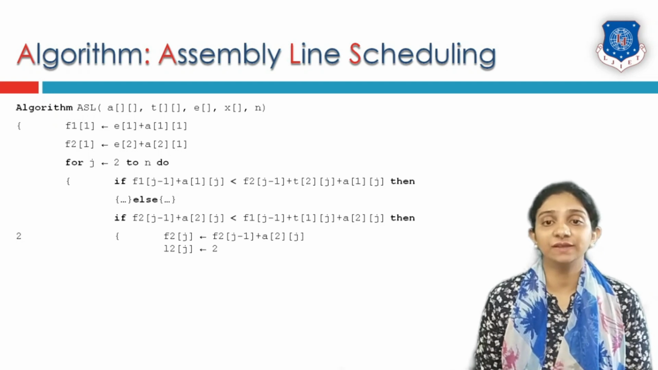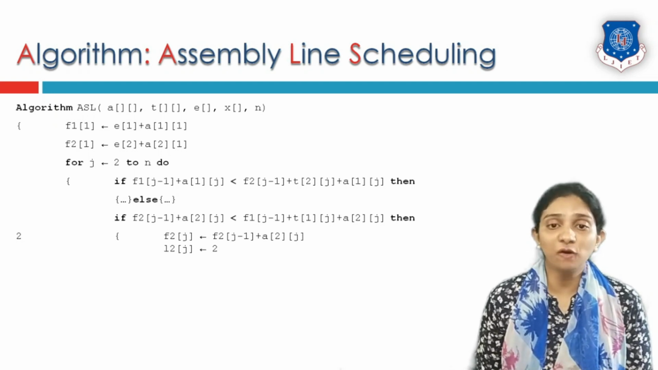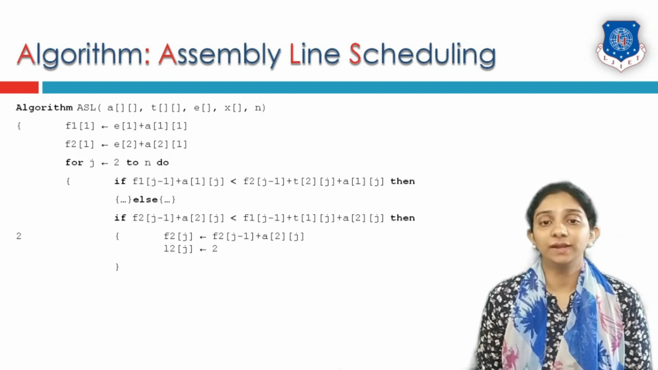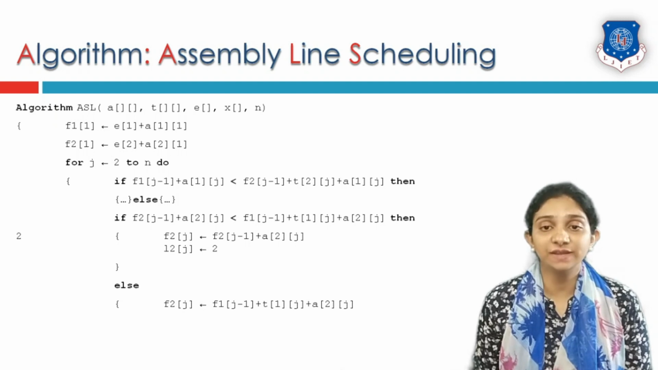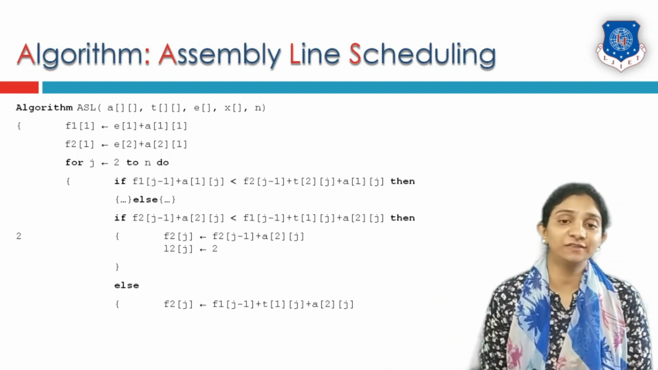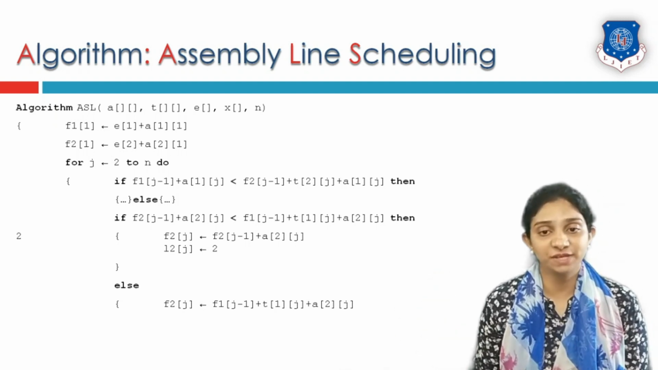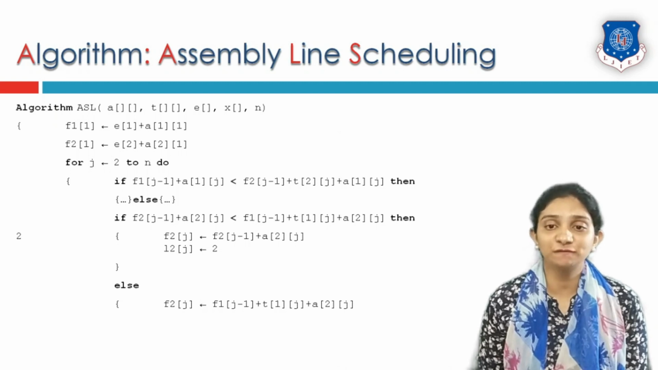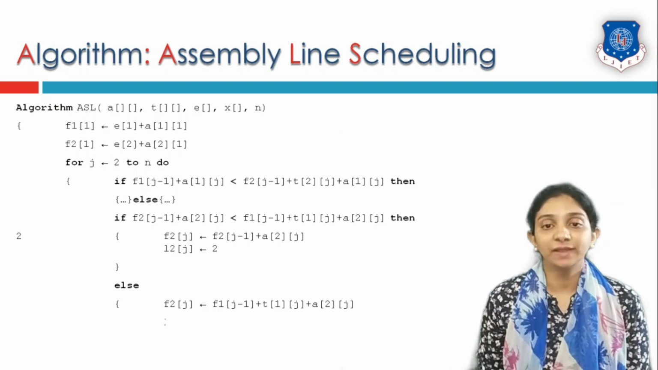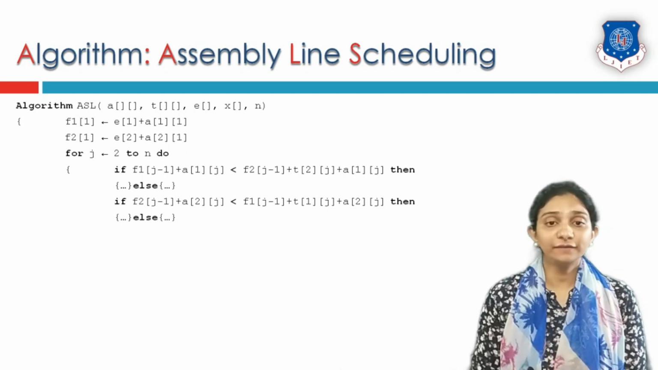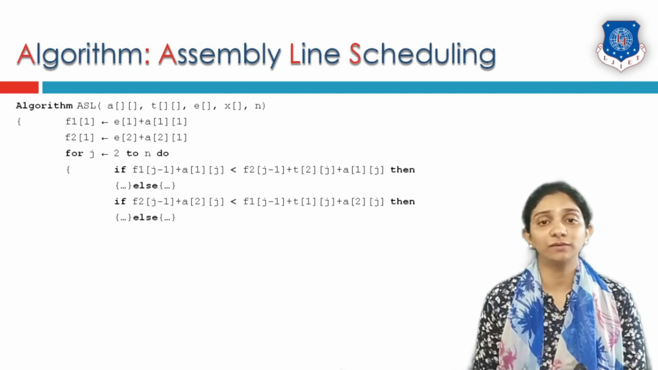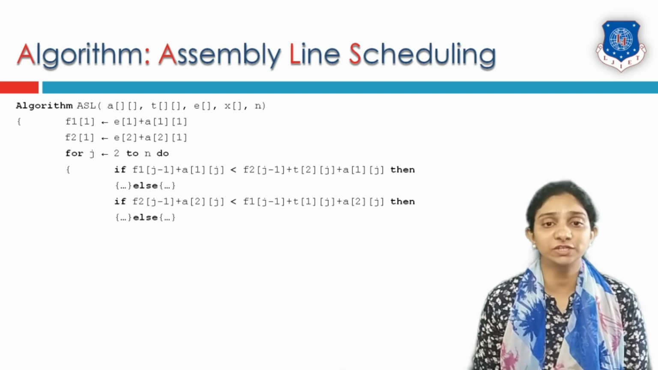F2 of J is F2 of J minus 1 plus A of 2J, and L2 of J is 2. But if that is not the case, then F2 of J is the other component of the comparison, that is F1 of J minus 1 plus T1 of J plus A2J, and L2 of J in this case will be 1.